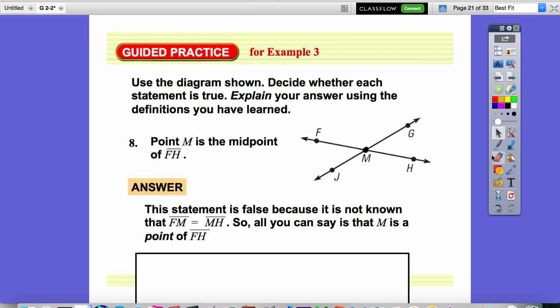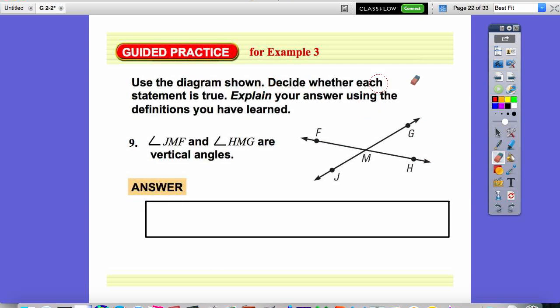Just because it looks like that doesn't mean it is. Now, if we had congruent marks there, then we would know it's a midpoint. But since those don't exist, we do not know that it's a midpoint. Use the diagram shown, decide whether each statement is true.